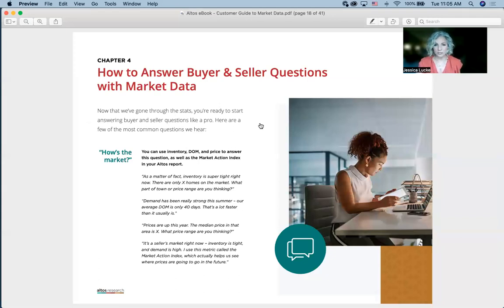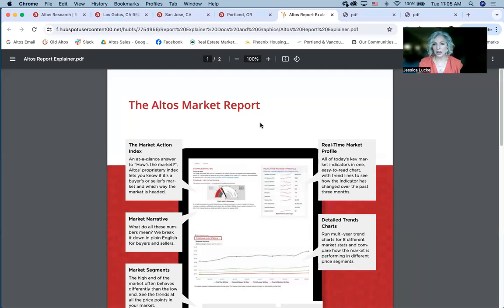Now, in addition to that, we have an excerpt. This is super powerful. This is our Altos report explainer. So let me just backtrack a little bit. I want to make sure that in this 30 minutes, I'm able to also answer some questions that I commonly get about Altos, about the data, okay? And so one of the best things about these reports is that it answers the question, how's the market today?